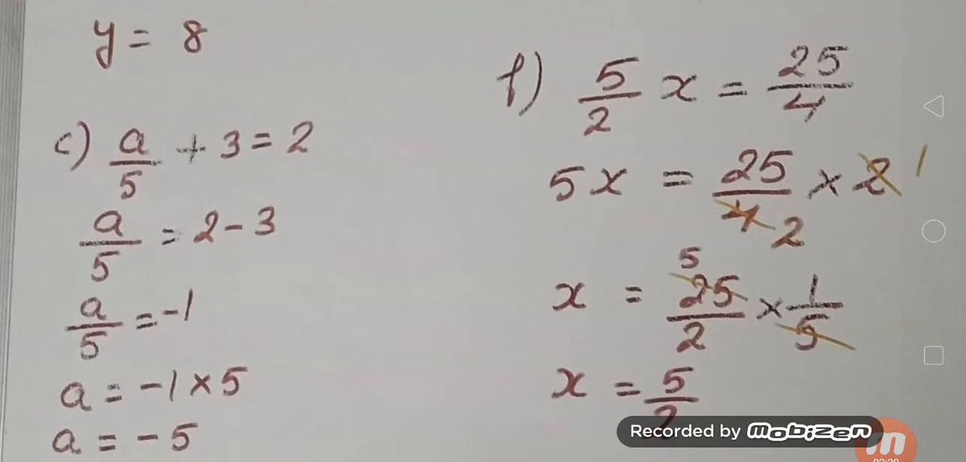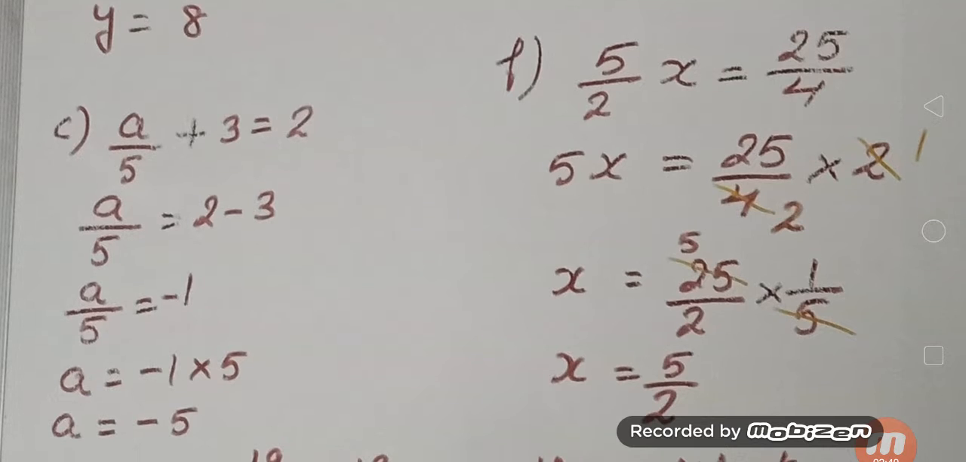Now next equation, 5 by 2x is equal to 25 upon 4. So first we will take this 2 towards the right hand side. On the LHS it is dividing, so on the right hand side it will multiply. So it will be 25 upon 4 into 2. Now this 4 can be cancelled by 2. 2 1s are 2, 2 2s are 4. So what is left on the right hand side?